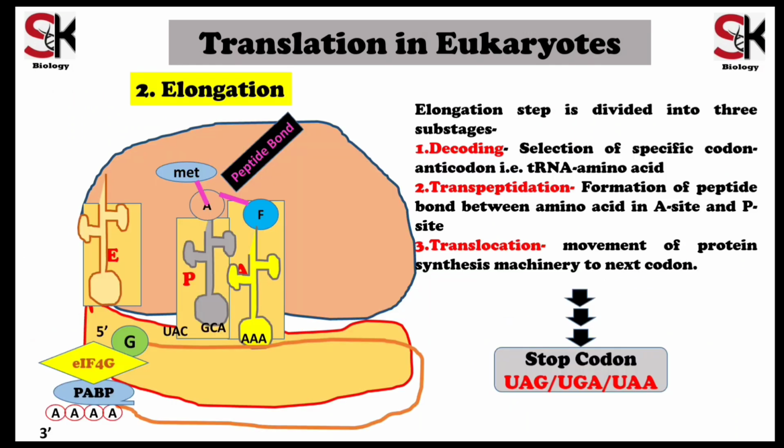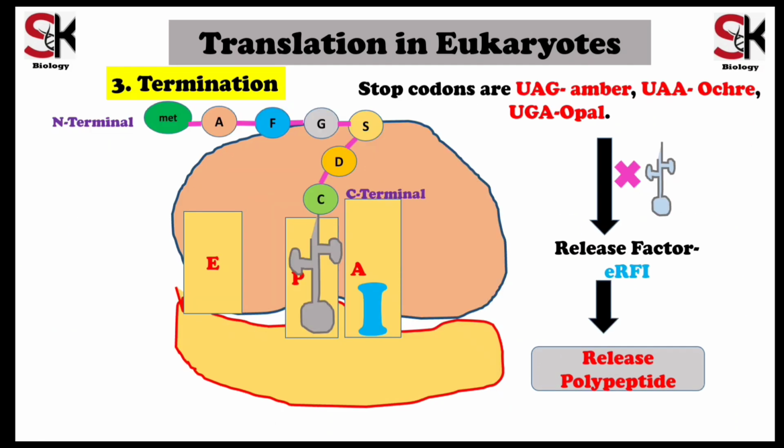The elongation step is highly conserved in eukaryotes and prokaryotes. In eukaryotes also, it follows the same three substeps: decoding, transpeptidation, and translocation, until the machinery reaches the stop codon, which may be UAG, UGA, or UAA. Once at the termination codon, there is no addition of any tRNA. In eukaryotes, only one release factor is present, which is eRF1, which releases the synthesized polypeptide chain and recycles the ribosome and other machinery for the next translation process.